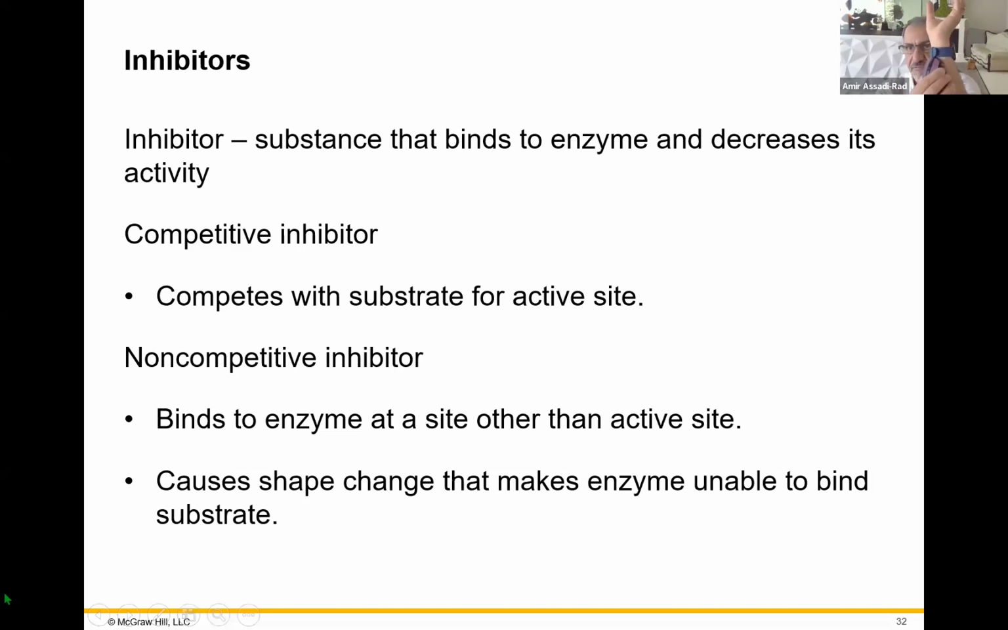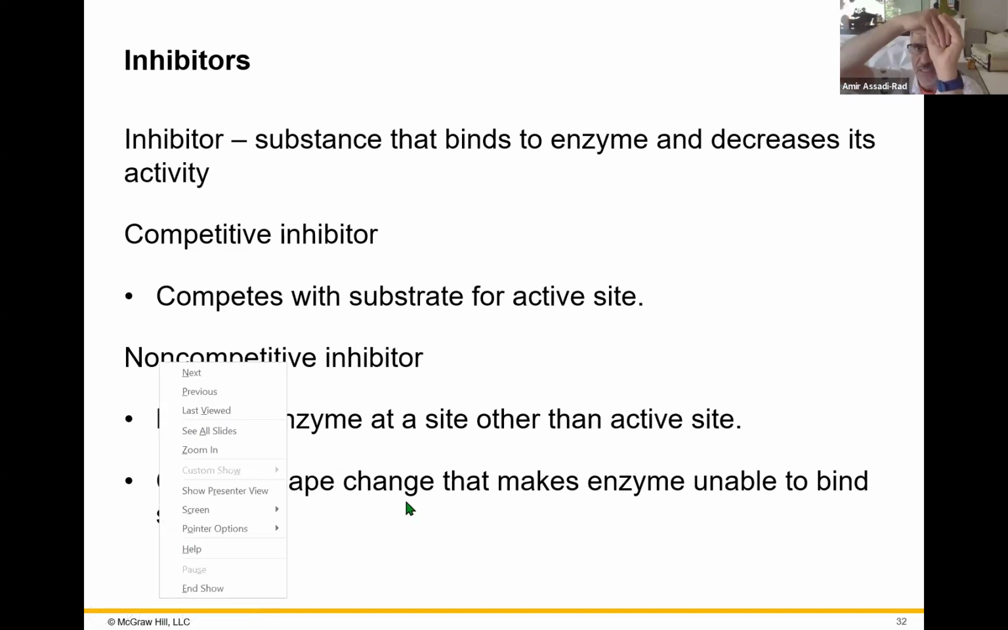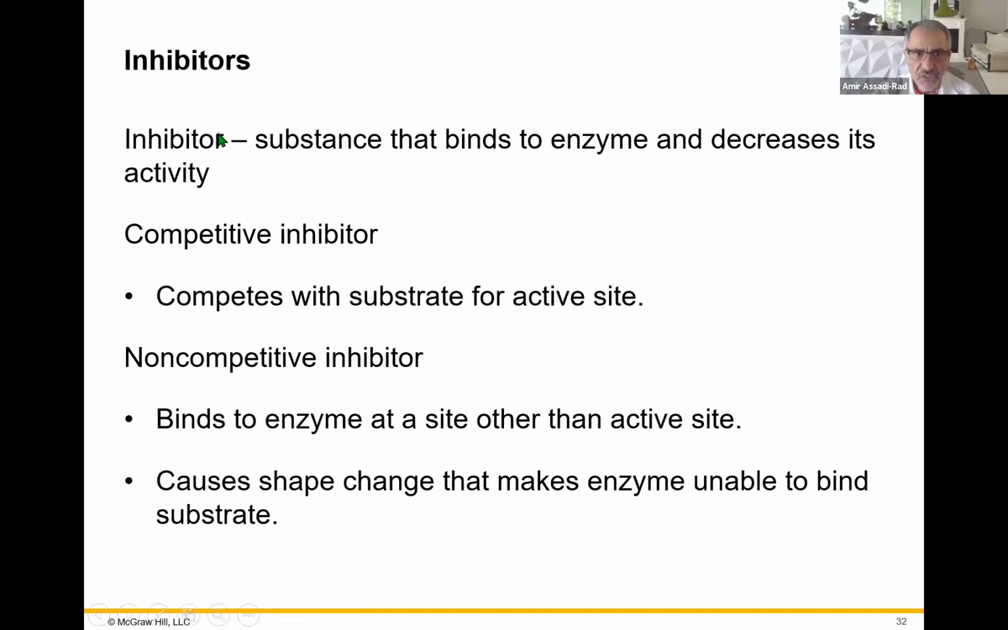For example, if this sits here and the active site becomes like this. So when the active site becomes like this, I cannot fit it in. This substrate does not go in. It's too tight, for example. Okay, guys, I hope I'm making some sense. So it causes a shape change right here. This inhibitor sits here, it changes the shape. It's too narrow for this substrate to go in.